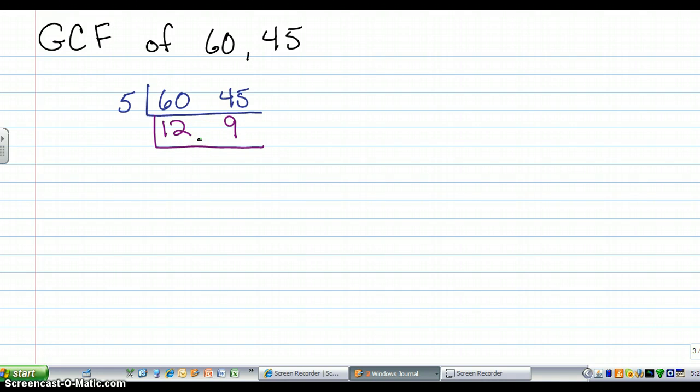We know that 3 can go into both 12 and 9, right? So let's put our 3 down. And now, basic facts here. 3 can go into 12, or 12 divided by 3 is 4. And 3 can go into 9 3 times. Okay? All right, let's go again, because we haven't gotten to 1.